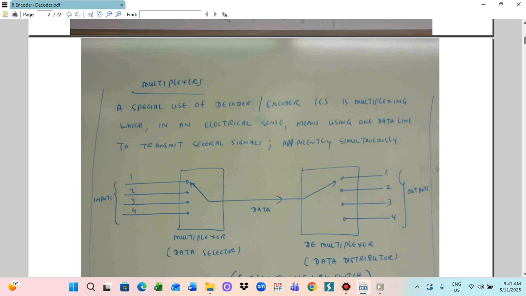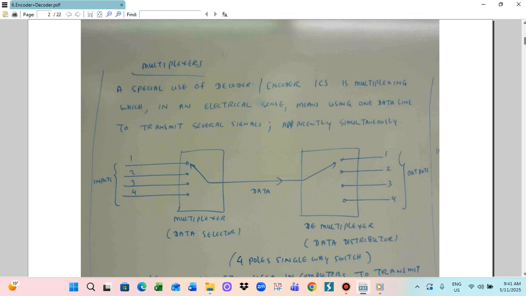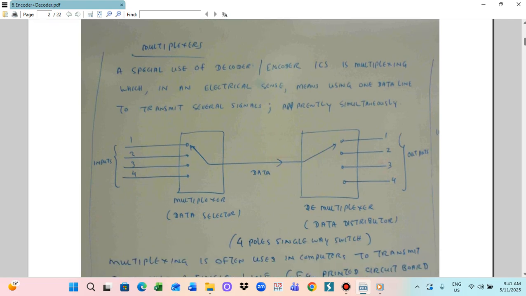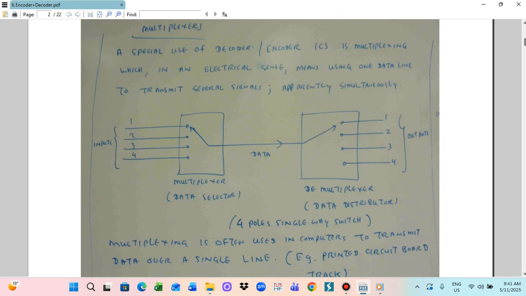This is multiplexing. Multiplexing means in the electrical state, the input is only one data line, but the outputs are transmitted to separate data lines. So this is called a multiplexer. Multiplexer: input one line, output will use separate data lines. So one data line we transmit as separate signals. So we can draw a multiplexer and demultiplexer.